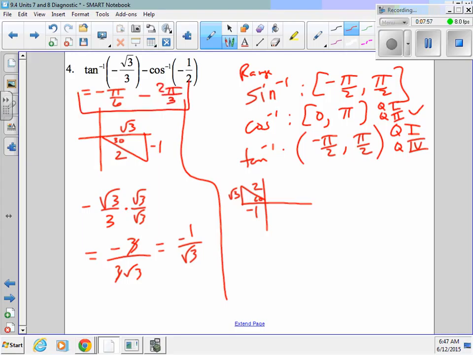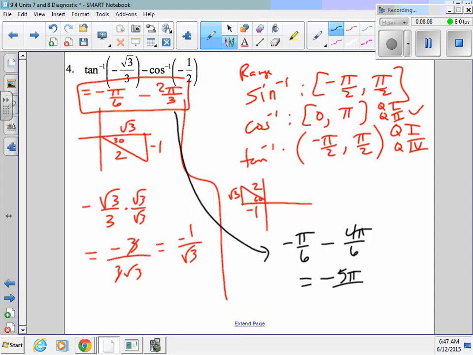So here's my answer, and now I can combine that into one fraction. Negative pi over 6 minus 4 pi over 6, which gives me negative 5 pi over 6. Final answer. Okay, next up, number 5.